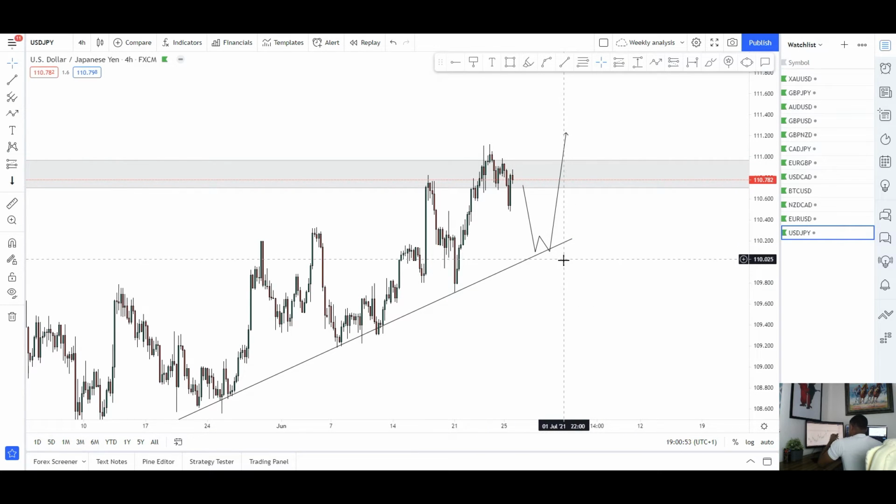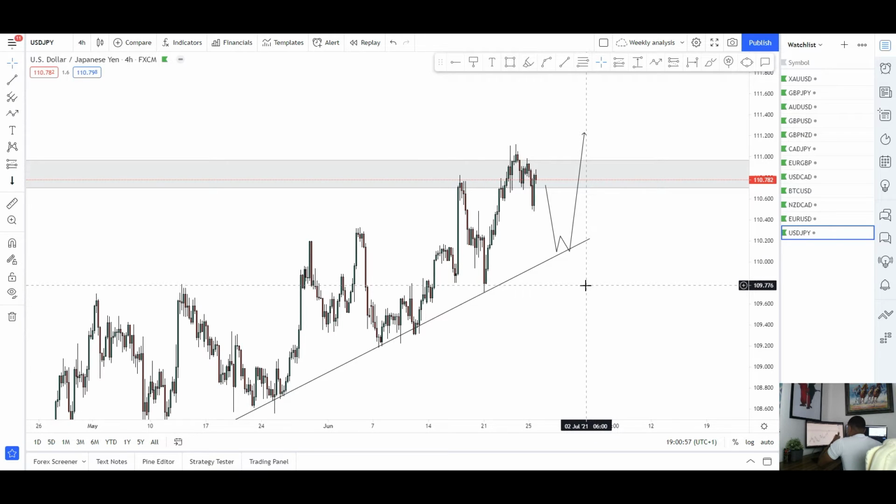If you do bounce off that trend line, great place to look for some buys, but be careful if we do break it, because we could be in for some more bearish momentum. In that case, you want to flip your buys to the downside, but right now it's still bullish, waiting for a pullback to take this on and see some more continuation for USD JPY.